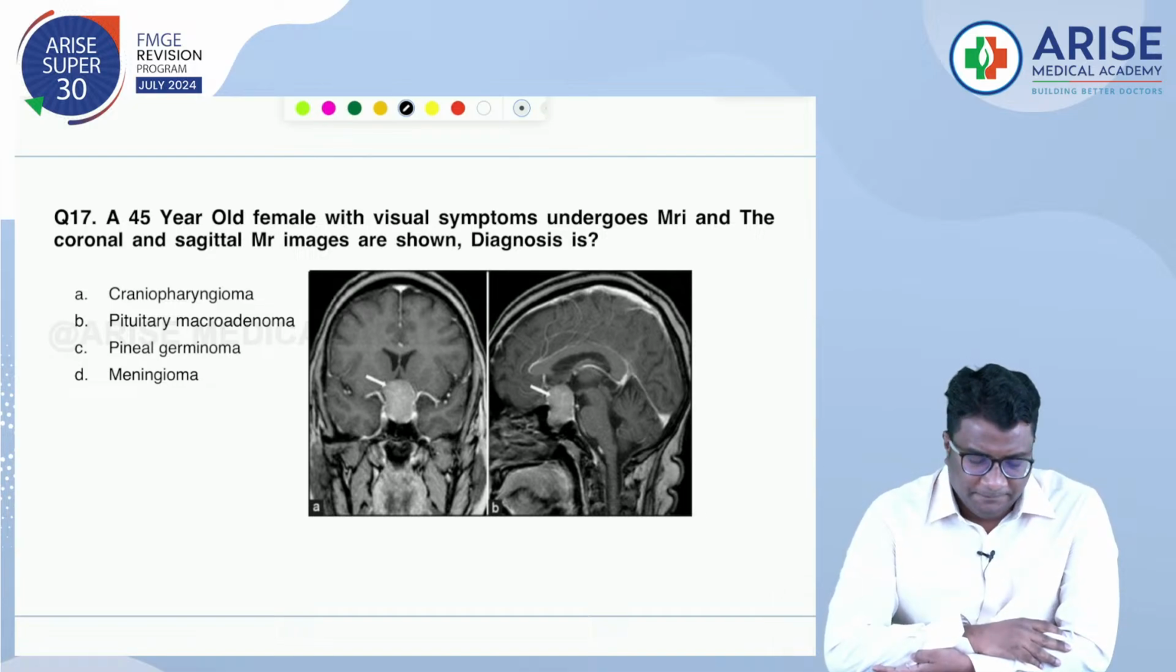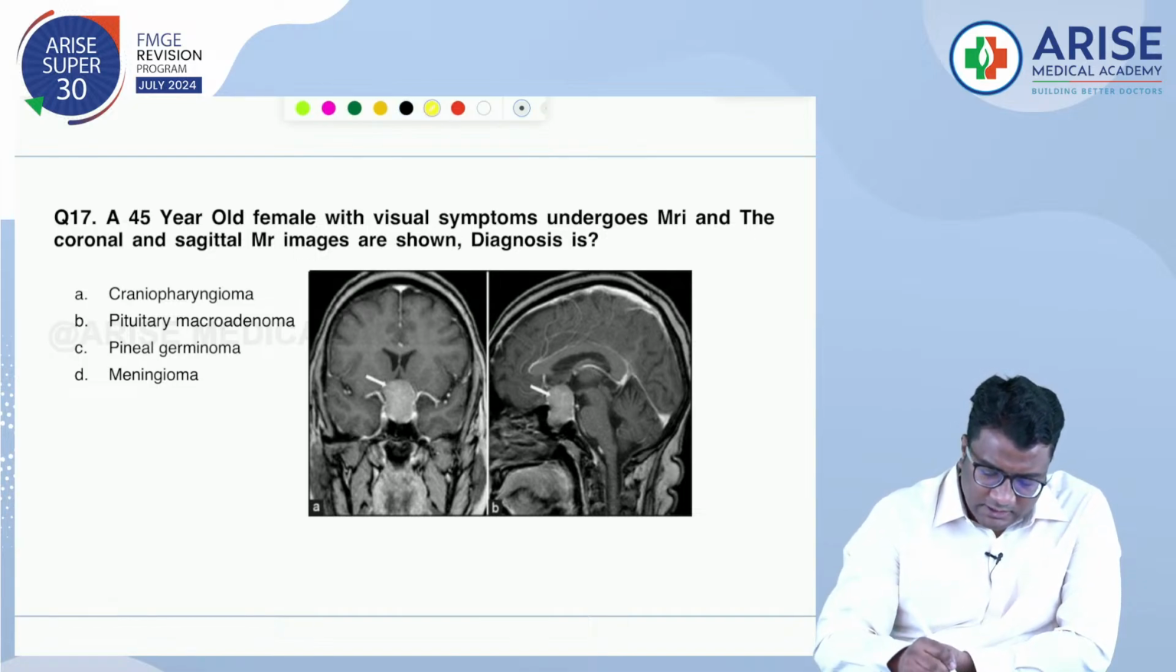Look at this question here. A 45-year-old female with visual symptoms undergoes MRI, and you are seeing coronal and sagittal images. So this is the coronal section that is given to you, and this is a sagittal section that is given to you, and he is asking you what is the diagnosis.